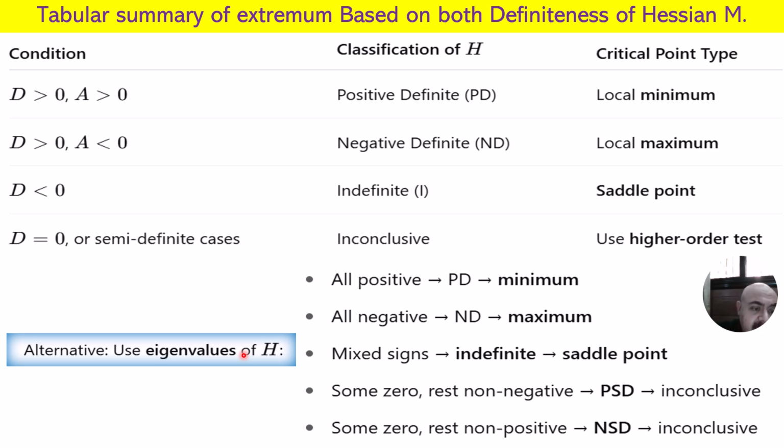I'm talking about the eigenvalues of the Hessian matrix. If they are all negative, I will have a maximum. If mixed sign, it will be indefinite, so it will be a saddle point. If some are 0, the rest are non-negative, that means it is inconclusive. And also in the case that they are mixed, your system will be inconclusive and you will need further investigation.